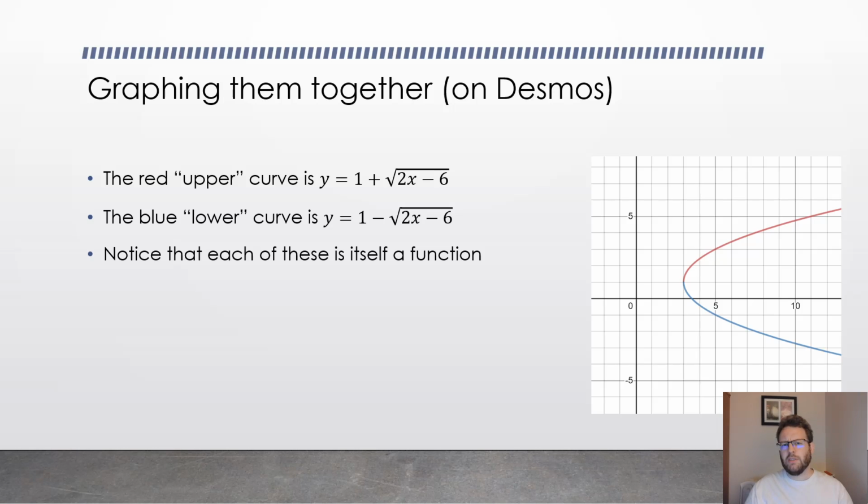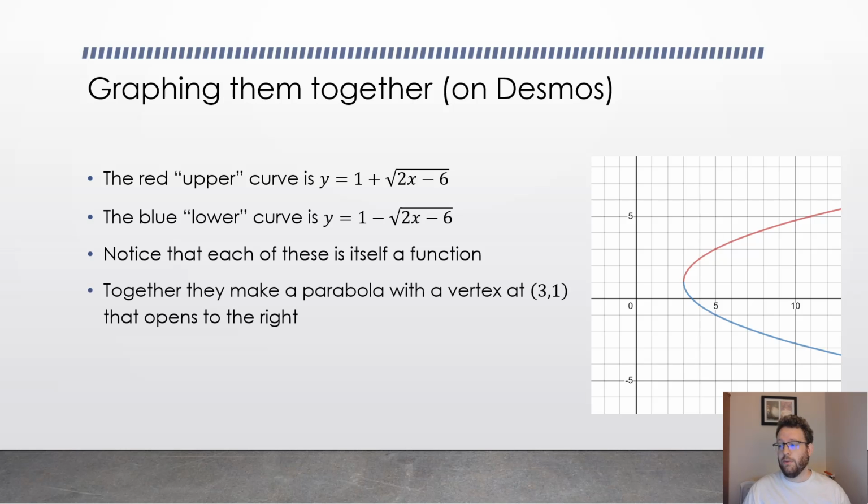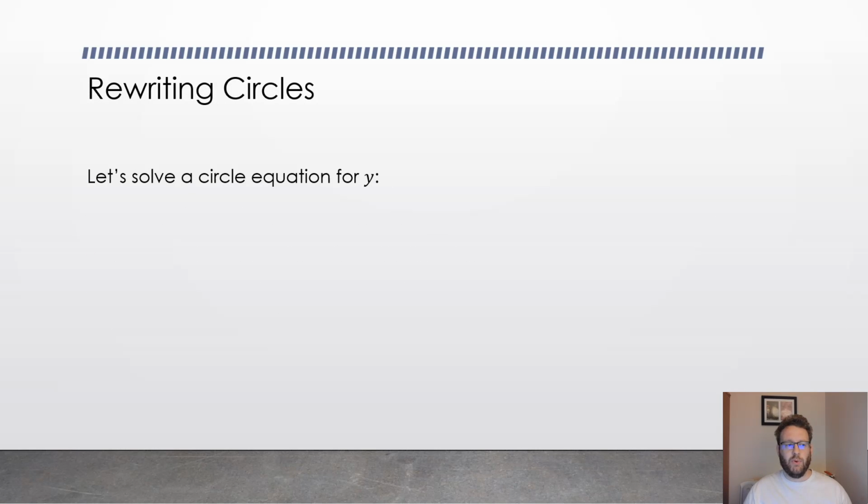The dimensions and the spacing is a little different, but this is a parabola that opens to the right with a vertex at (3, 1). And so this is how we can break it up. If we want to try the same thing with a circle, let's just quickly come up with a circle. Let's just try, I don't know, (x minus 1) squared plus (y plus 3) squared equals 4. So you may know from what you've seen in geometry that this would have a center at (1, negative 3) with a radius of the square root of 4, which would be 2.